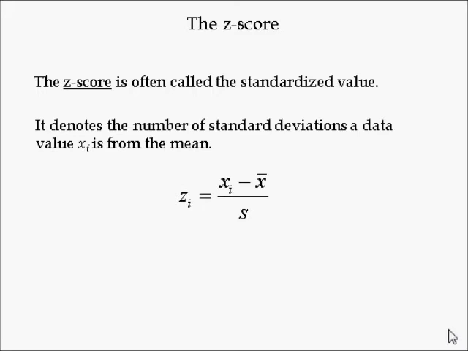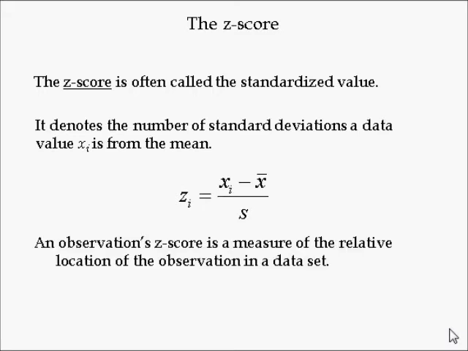The numerator demeans the variable x, shifting the distribution's center from x bar to 0. Dividing by the standard deviation changes the standard deviation from some generic value s to equal 1. An observation's z-score is a measure of the relative location of the observation in the data set. If you're looking at two variables, say personal income and age, the deviations from the mean cannot be compared because they are in units of dollars and years, respectively.